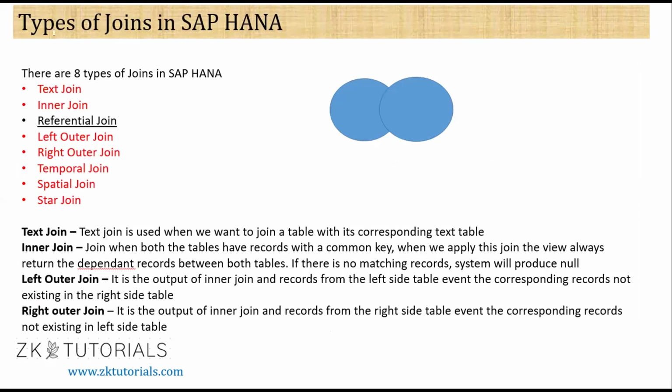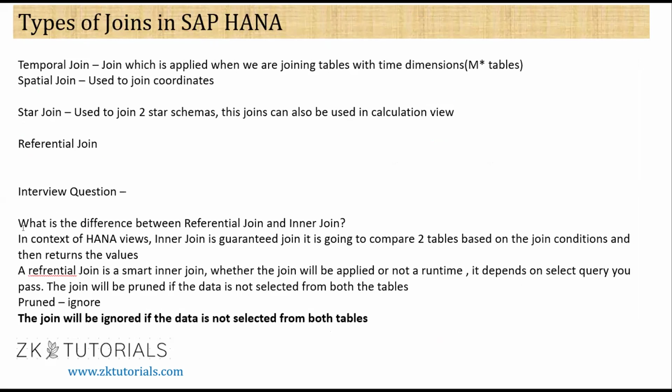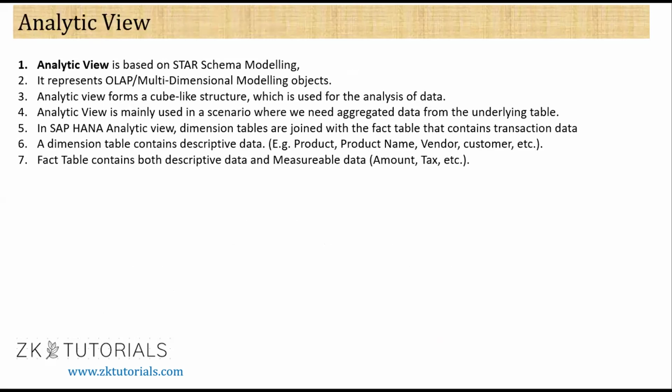In the last session we also discussed the types of joins, including the text join. There was one more important question I told you: what is the difference between referential and inner join? If we are fetching data from two tables, a referential join fetches the data based on the select query, while an inner join fetches the data based on the join condition. Is this clear, guys? Now let's move to the analytical view.